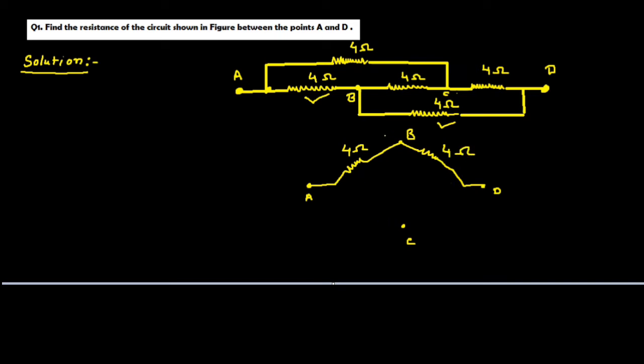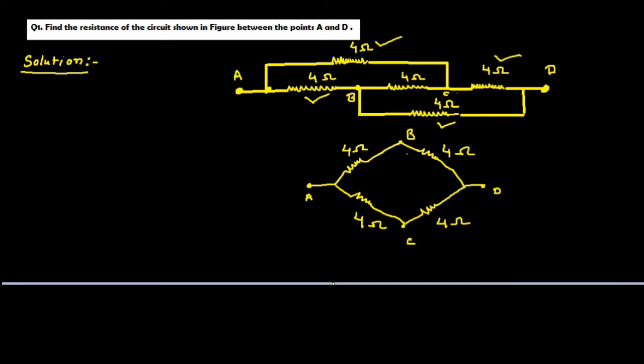Now, between these 2 points A and C, as we can see from this figure, the resistance is this 4 ohm from A to C. Next, between these 2 points C and D, the resistance is 4 ohm. So let me mark like this. This one is 4 ohm and this one is 4 ohm.